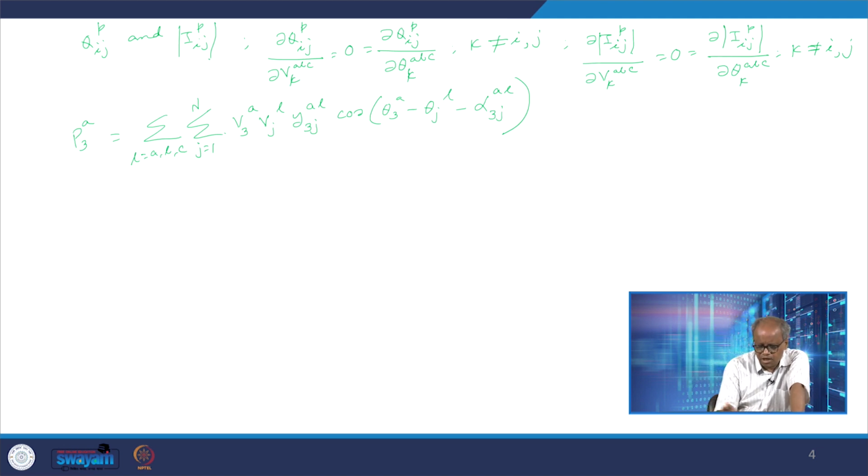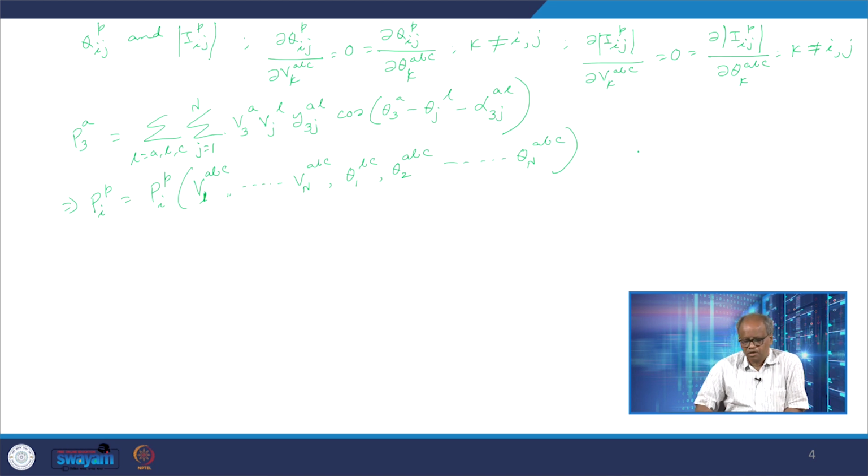So then, therefore, similarly I can write down that PIP is basically a function of V1ABC through VnABC. In general, it is a function of this, and then theta 1ABC, theta 2ABC, and then theta nABC. So PIP is also a function of this.